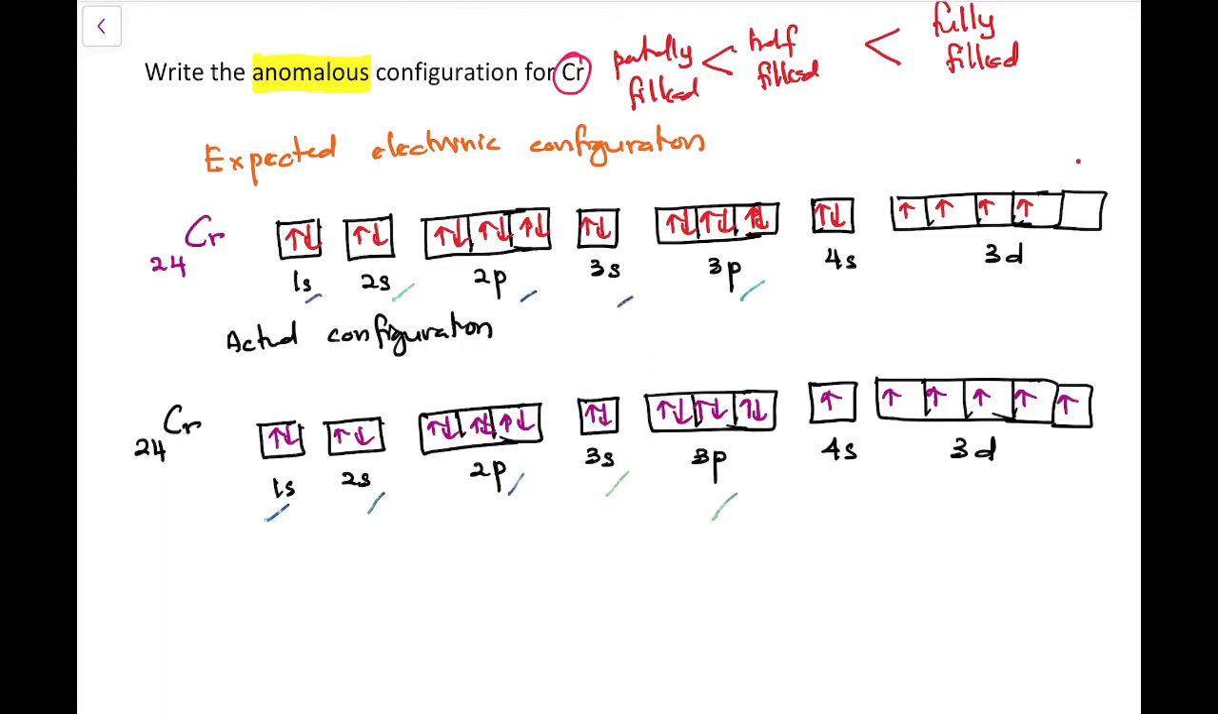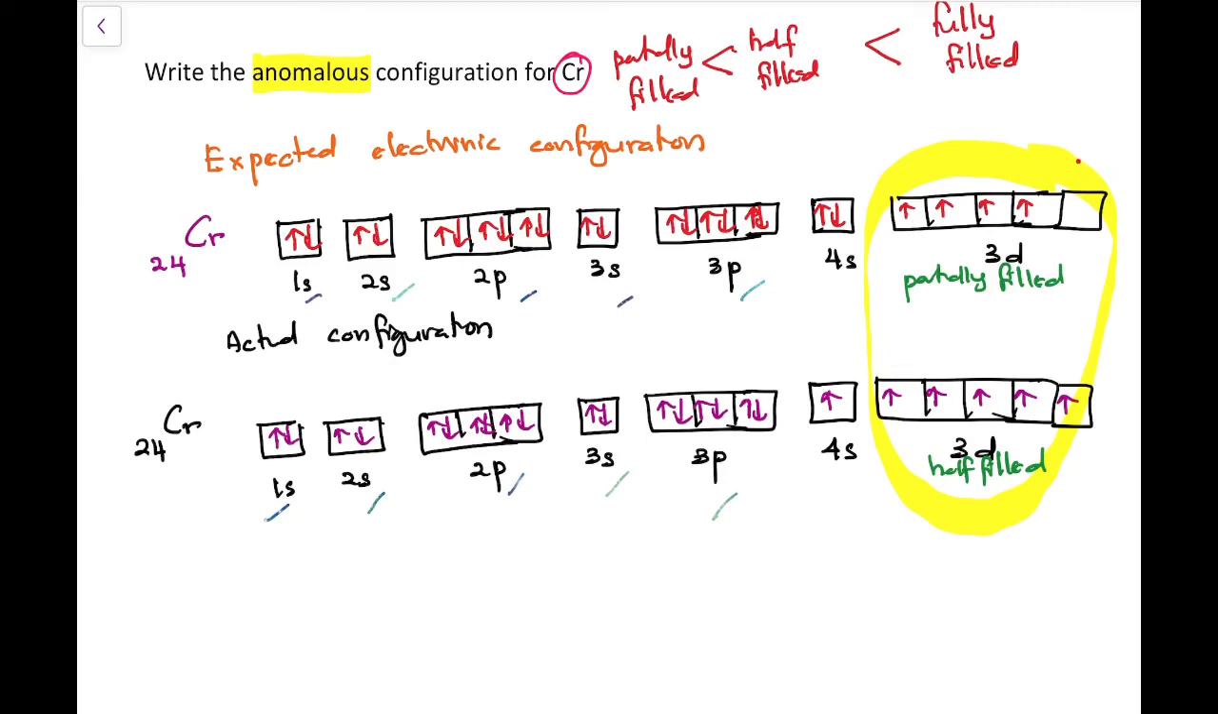We look at the second one, which is the 3d orbital. This will give a huge impact. Right, now look at here. If we look at the electronic configuration, we can say that it is partially filled with electrons, while this one is half filled. Can you compare the stability between these two? Yes, of course, the actual configuration is more stable because the 3d orbital has a half-filled electronic configuration compared to the partially filled.